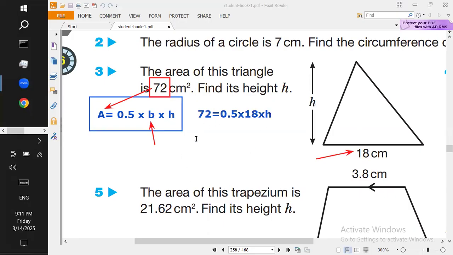Now I'm going to continue this. So 72 equals half of 18, which is 9, times h. So it's going to be 9h, like this. And then I need to make h the subject. It means I'm going to take the 9 to the other side. And because it's multiplied, I'm going to take it by dividing over here.